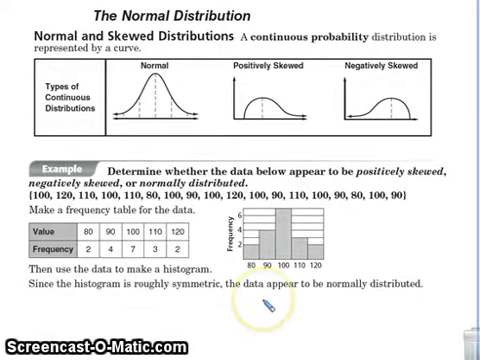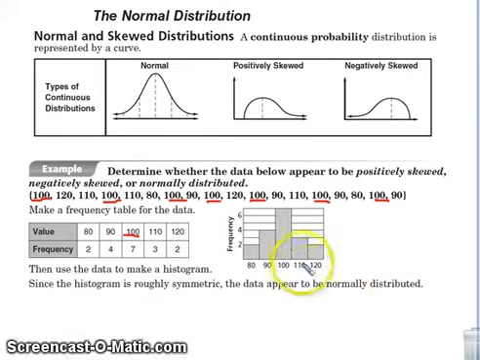The first problem that you all have on that page actually has already done the histogram for you. We have a set of data, and so if you take 100, here we've got 100, we've got 1, 2, 3, 4, 5, 6, 7 100s, so that's why the frequency is 7. So we've created this histogram, and if you notice, 100 is the middle of the set of data, and it is also the highest frequency.